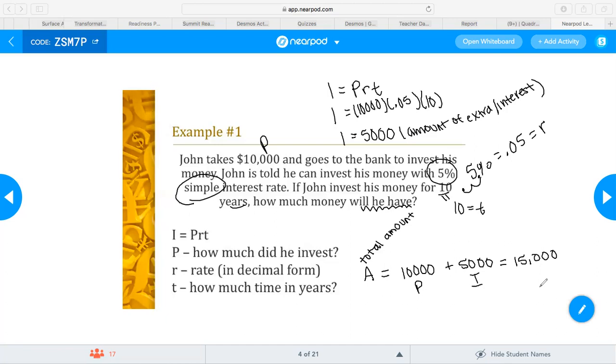Y'all see how kind of complicated this is? Well, it's complicated to understand what it's asking for. Sometimes it will just ask for the interest. Sometimes it's going to ask you for the total amount. You need to understand the difference between the two. So the amount of interest was 5,000. The total amount was 15,000. Please ask me questions if you don't understand.